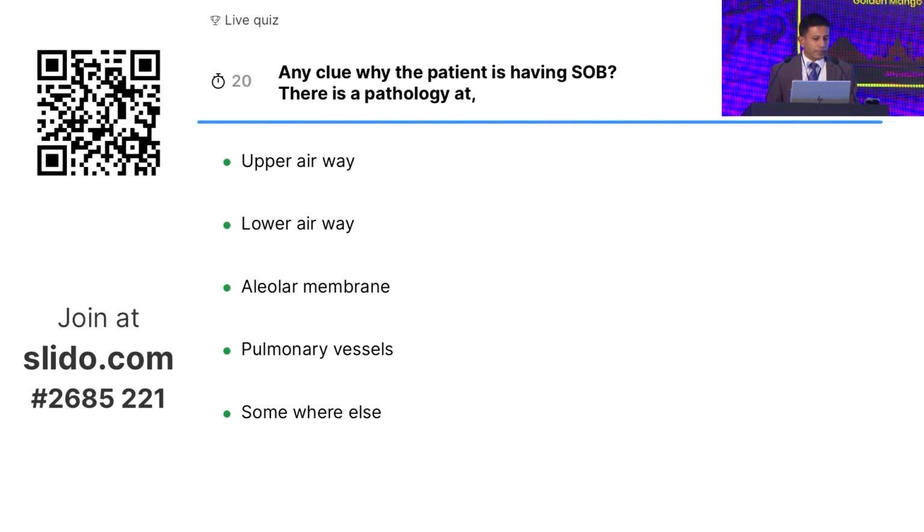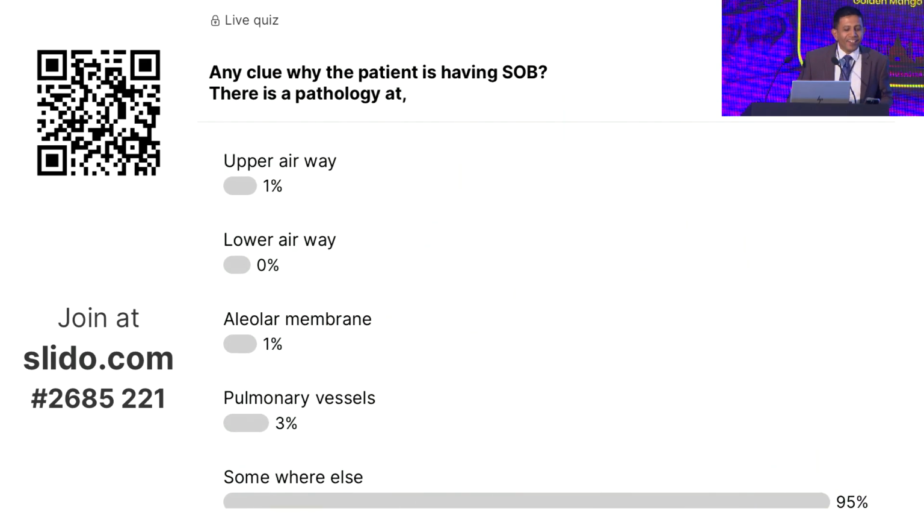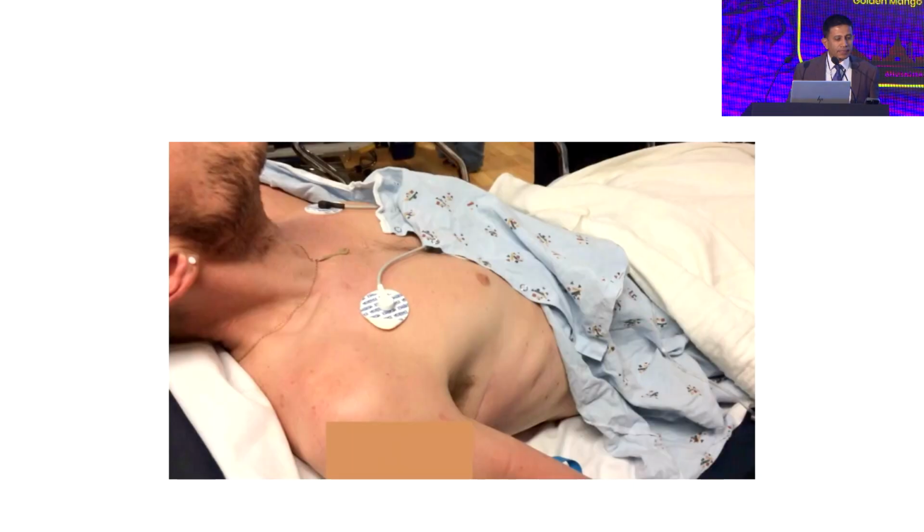Any clue why the patient is having SOB? Is the pathology in the upper airway, lower airway, alveolar membrane, pulmonary vessels, or somewhere else? What do you think? Oh yes, 95% believe it's somewhere else. Very good. So this is the patient.